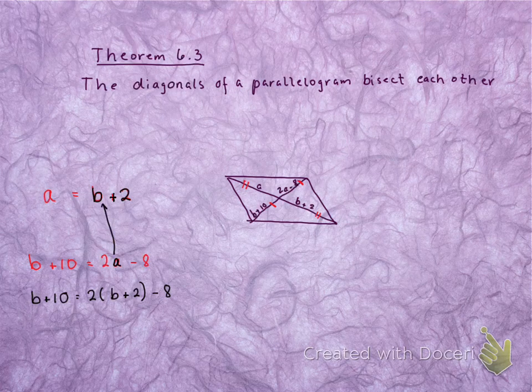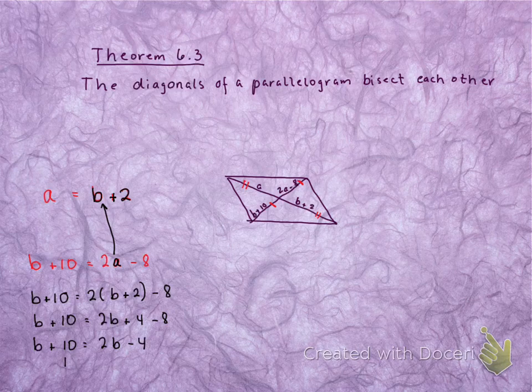A is equal to B plus 2. So I can distribute. Now I have an equation that is in only B. The A has been replaced with what it is equal to in terms of B. Now I've only got B in my equation. So B plus 10 is equal to 2B minus 4.